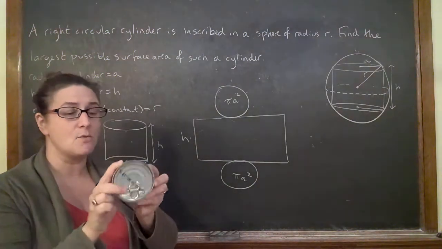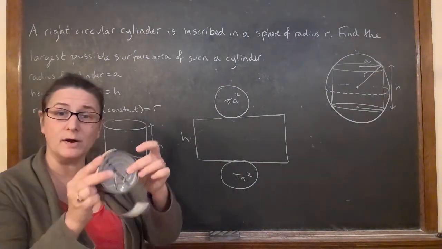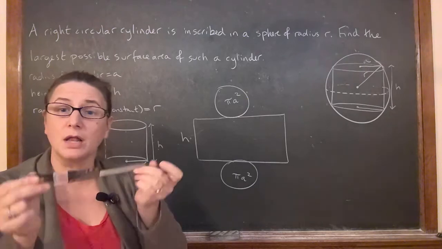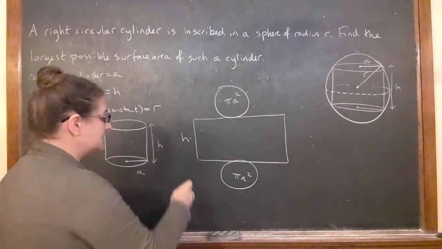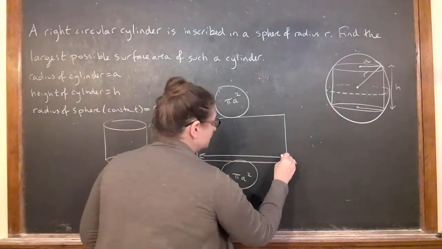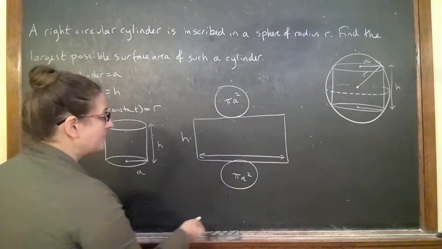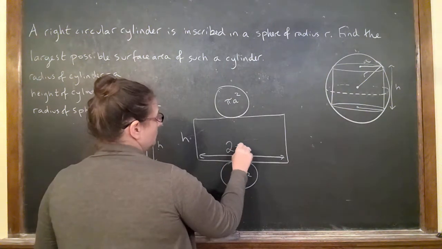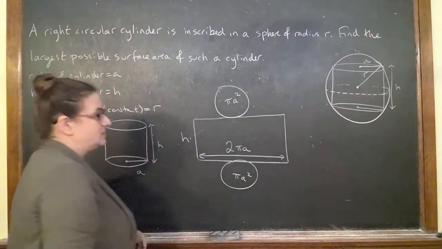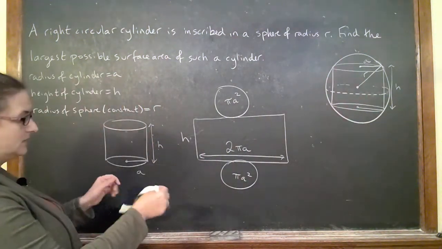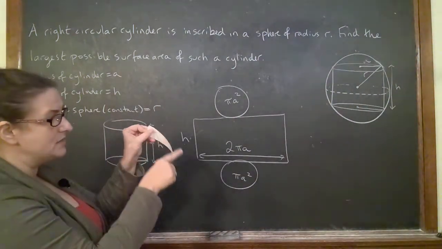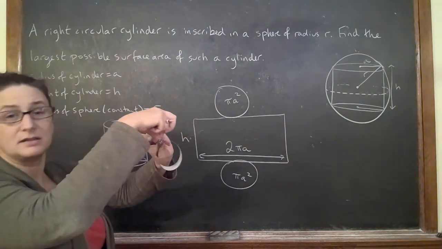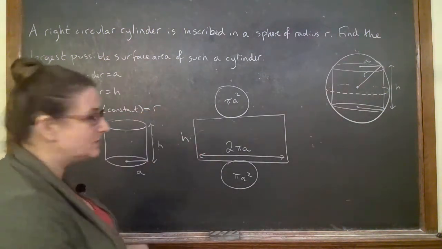Well, it was a circle before I unrolled it. So the long length here is going to be the same as the circumference of one of those top and bottom circles. So that's going to be 2 pi a in my case, right? Because the radius of the cylinder is a. So this strip has this length that goes exactly from our circle. So that's the way to remember that.